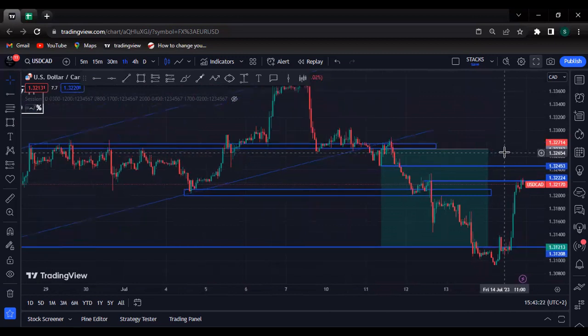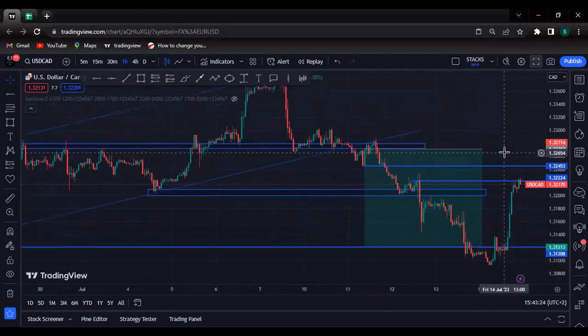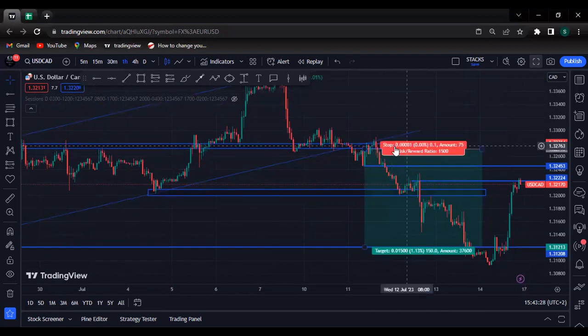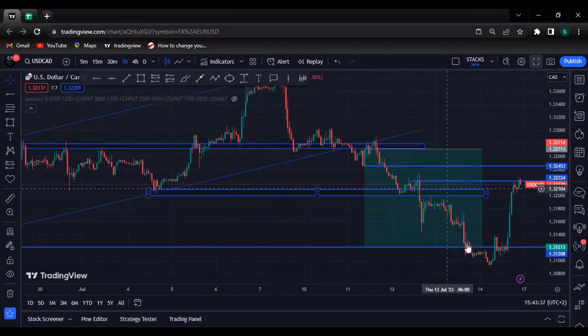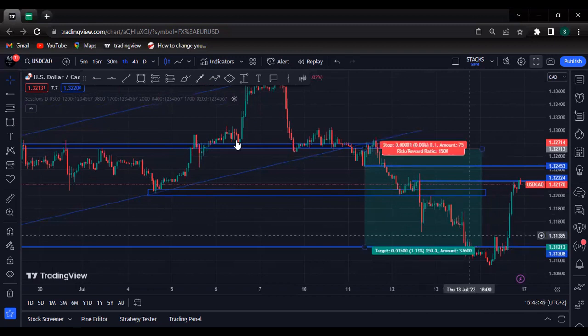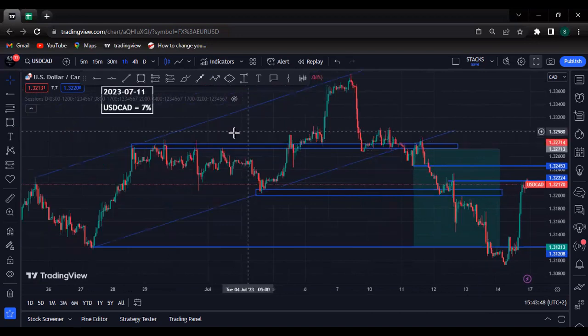Because I think I held this trade for 2 days. I think so, because I opened the trade on the 11th of July and then I closed on the 13th. Let me actually check. Yeah, it was on the 11th and TP got hit on the 13th. So that was from the 11th to the 13th. And then I was out. So I got 7%. And this was on the Tuesday.